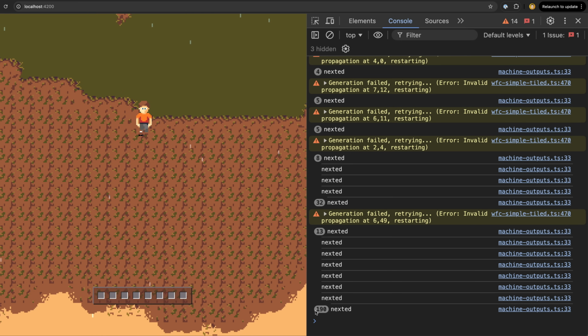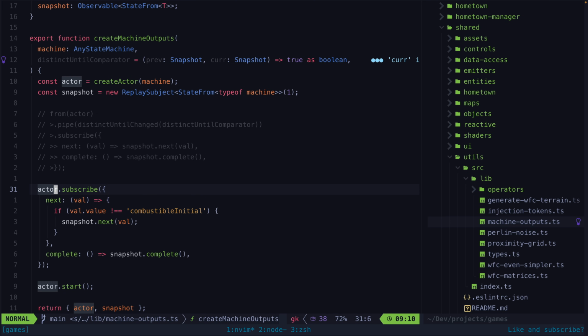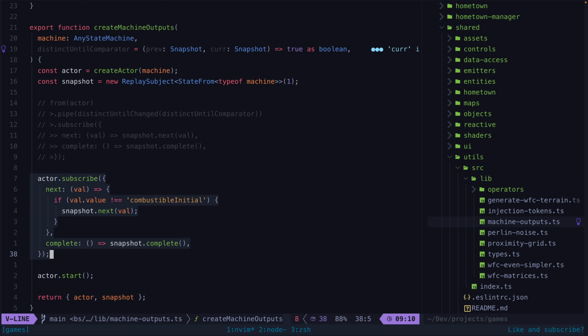So as an initial solution, I tried this. There is some context lacking here, but it isn't really important for this video. In brief, it is the combustible state machines attached to these items that are causing the problem. And almost all of them are always in the initial state. When they are in the initial state, I don't actually care about them. So this change just doesn't emit snapshots for those machines if they are in the initial state.